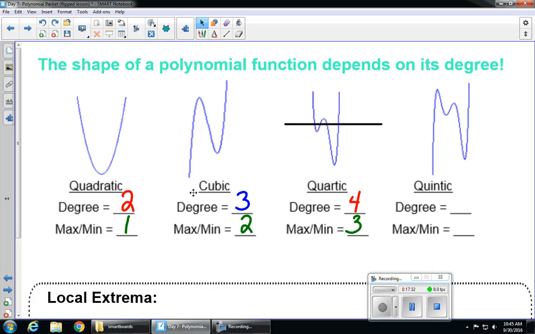Lastly, on the right, we have a quintic. That is degree 5, which means it can have up to 5 zeros or up to 5 x-intercepts. So here would be 1, 2, this would be 4, this would also be 4. So it's just going to depend on what the picture looks like. But we know that based on our degree, there can be up to that many x-intercepts. And if we take a look at this, 1, 2, 3, 4 turning points, or 4 maximums and minimums.